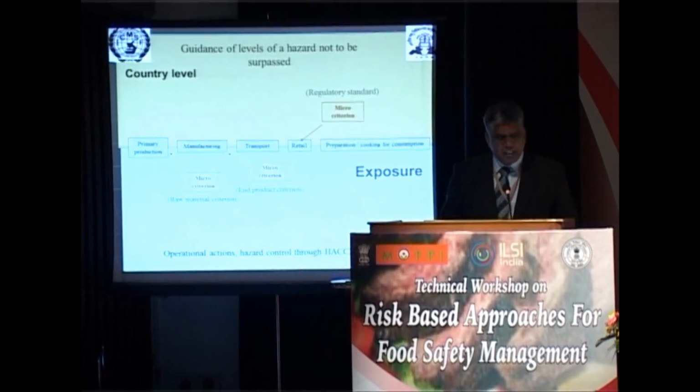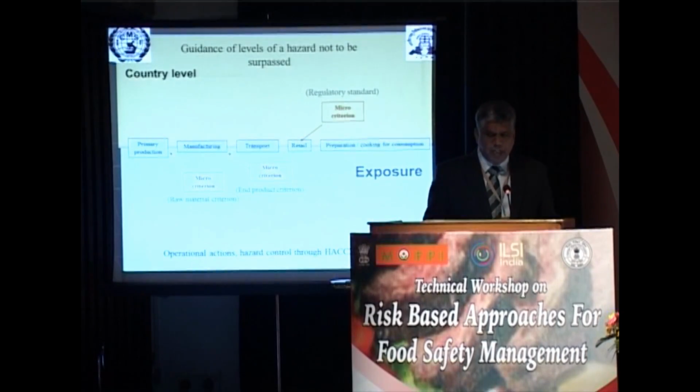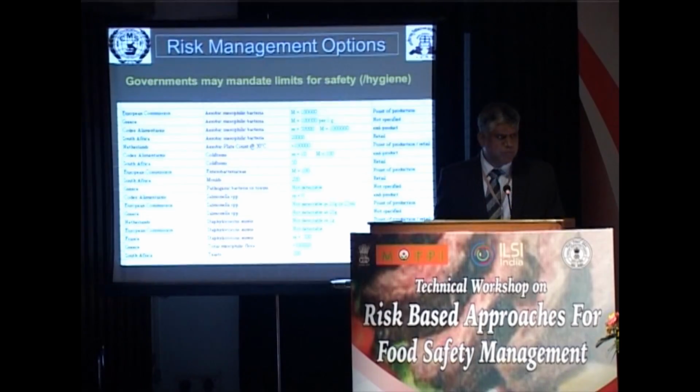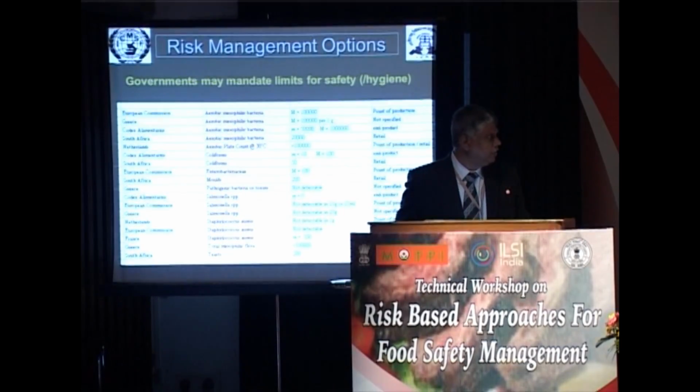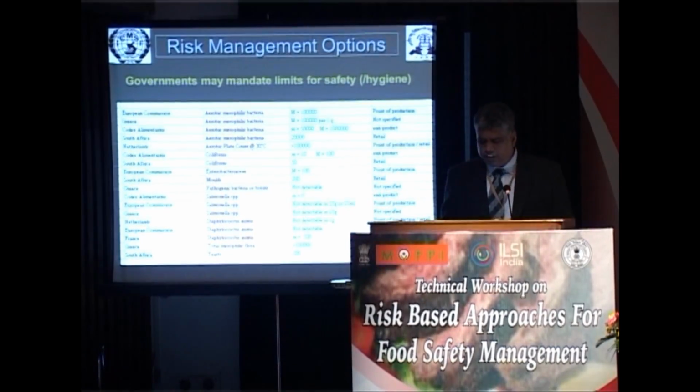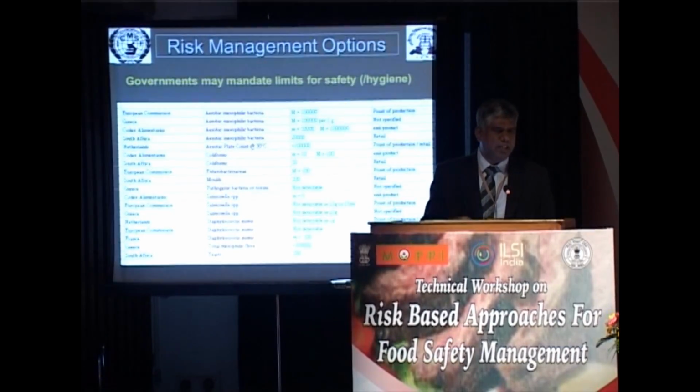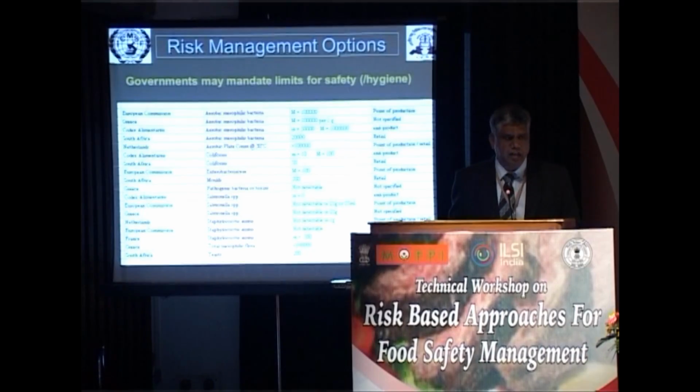These micro-criteria can be at the primary production level for raw material. We can have them at the end product in the processing plant or at retail, which are usually micro-criteria at regulatory standards in different countries. So here are some examples of micro-criteria at different stages, like end products and retail. Some have not specified at which stage these micro-criteria are applicable.